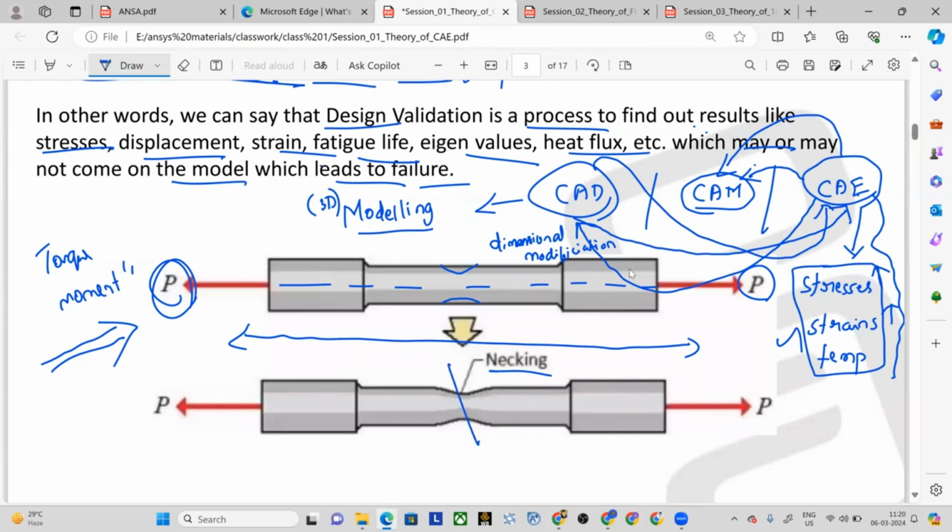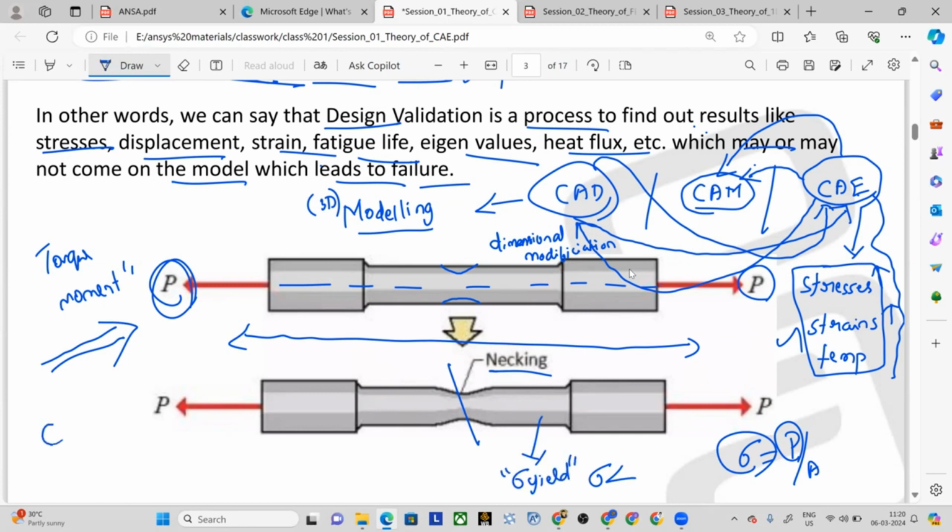Now, at that point of breaking, they will check what is the stress which is happening. So, stress is basically defined as load acting per unit area, which is nothing but internal resistive force acting per unit area, right? If this stress is well below the yield point stress of the material, you know that each component is made up of a particular material.